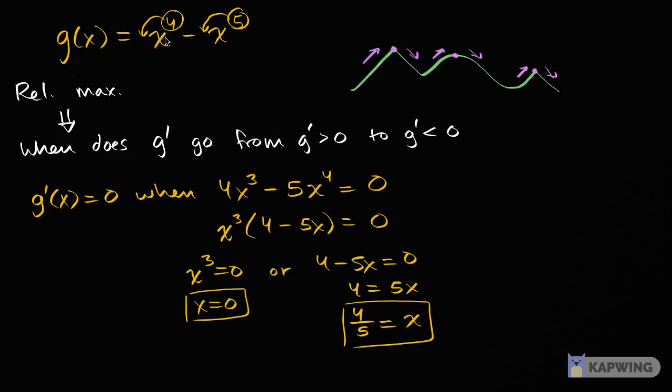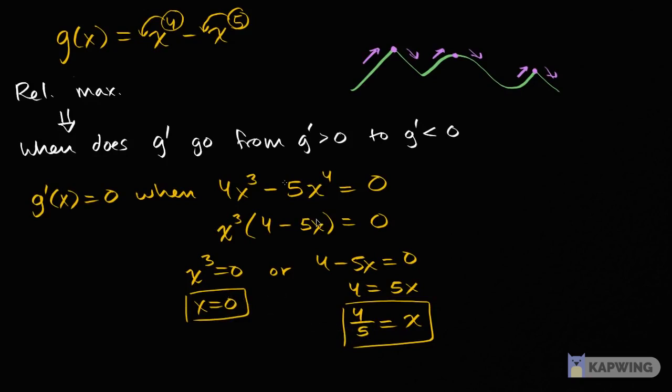Well, our function right over here is just a straight up polynomial. Our derivative is another polynomial. It is defined for all real numbers. So these are our critical points, or we could even say critical values. Now let's think about what g prime is doing on either side of these critical values.